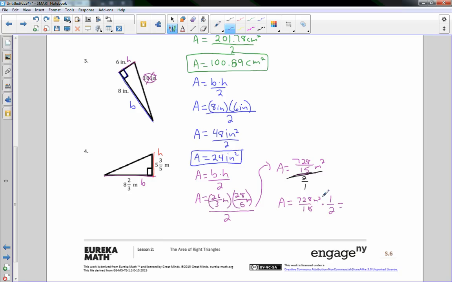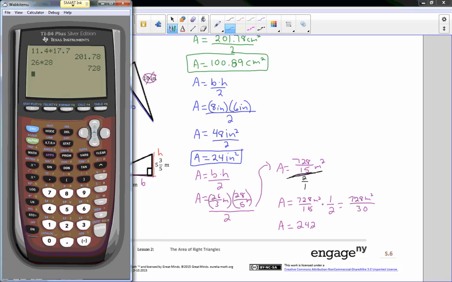So 728 meters squared times 1 is 728 meters squared. 15 times 2 is 30. So then I simplify that, and 3 goes into 7 2 times with a remainder of 1. 3 goes into 12 4 times, and 3 goes into 8 2 times with a remainder of 2. Okay, so we have to be really careful with this 30, not this 3. So the area should be, I think, 24.2, but I'm going to make sure with my calculator, whenever you aren't certain, you should do the same thing.